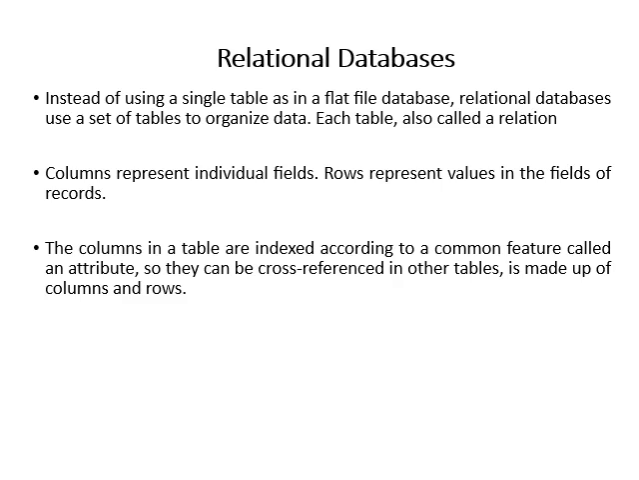Now, in each table, there may be two or more columns present. These columns represent individual fields, and rows represent values in the fields of the records. The columns in the table are indexed according to a common feature, which is called an attribute. So by this common feature or common value, all those tables can be cross-referenced, and each is made up of these columns and rows.